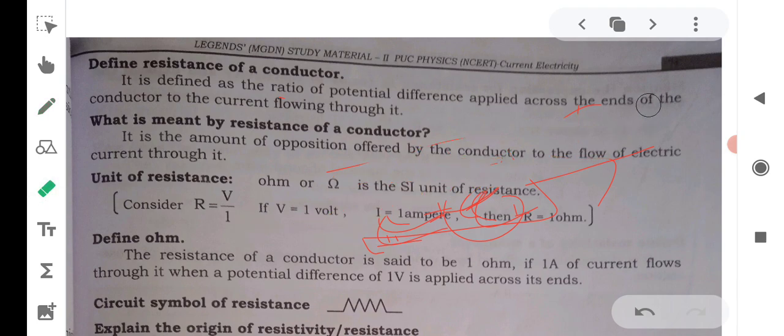Now we will discuss the SI unit. The SI unit of resistance is ohm. The symbol is like this, this is the ohm, or simply we can write it in words as ohm. The SI unit of resistance is ohm.